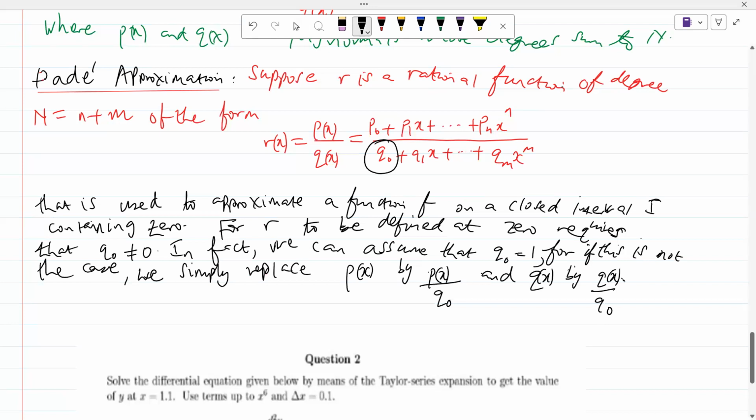So the Pade approximation is a formula, R of X, which is P over Q, where P and Q are functions of X. It's used to approximate a function f on a closed interval containing 0. For R to be defined at 0 requires that Q naught be not 0. And in fact, we can assume that it is 1. For if it is not the case, we simply replace P of X by P of X over Q naught and Q of X by Q of X over Q naught. Okay, so we note that.